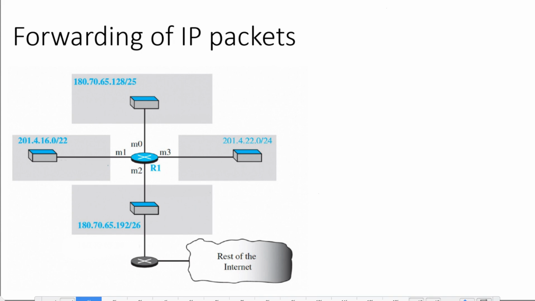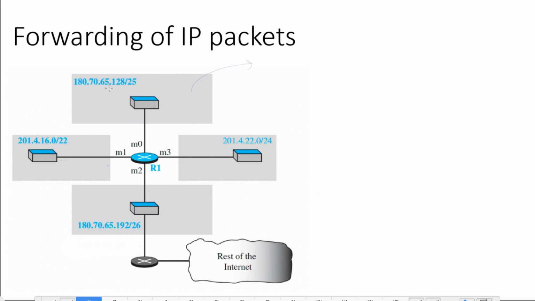Let's see how the forwarding happens. Suppose some packet is coming to this router R1, and then how does this router determine which path it should route to? Suppose there is some packet coming, and I'm taking one packet that is intended to go to this network. So can you give me an example, some IP address that belongs to this network?